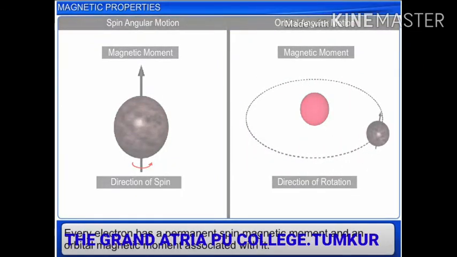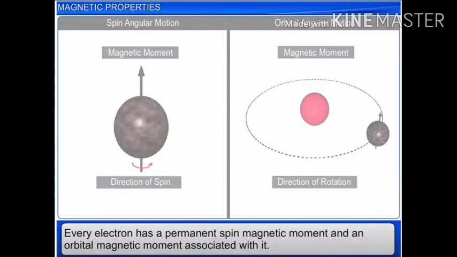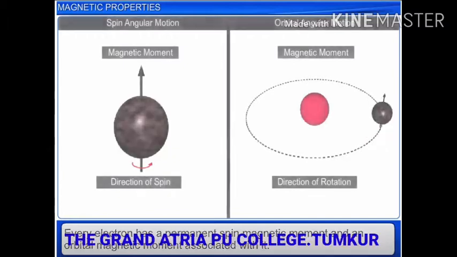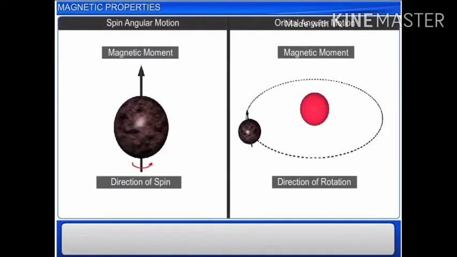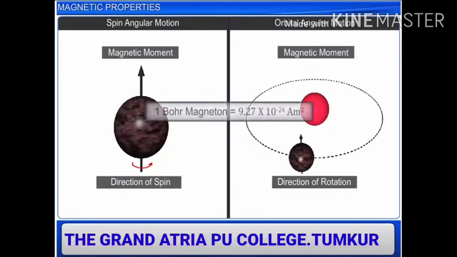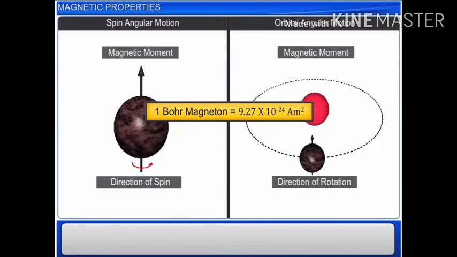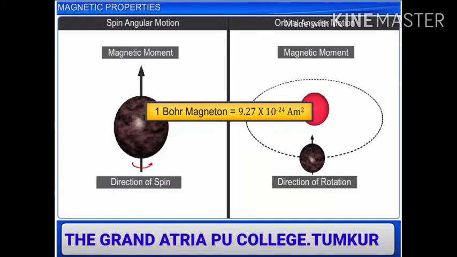Thus, every electron has a permanent spin magnetic moment and an orbital magnetic moment associated with it. The values of magnetic moment are very small and are measured in units called Bohr magneton. 1 Bohr magneton is equal to 9.27 × 10^-24 ampere meter squared.